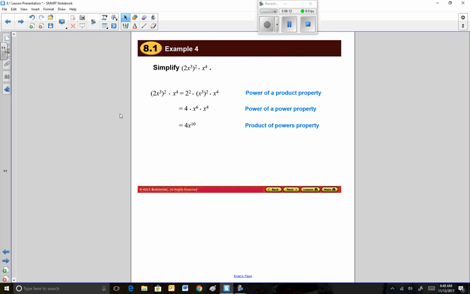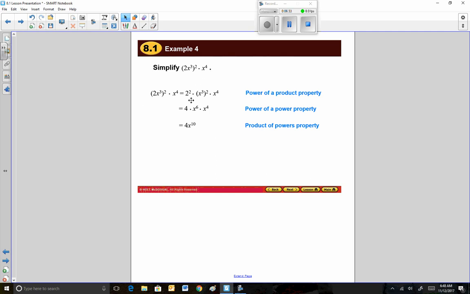Time for you guys to try some. Oops, I'm sorry. We have one more complicated question here. Look at this. Looks like alphabet soup. But that's okay. It's not that hard actually. This entire term has to be brought to the second power. So we take 2 to the second power, x to the third to the second power, and x to the fourth. And we put them all together.